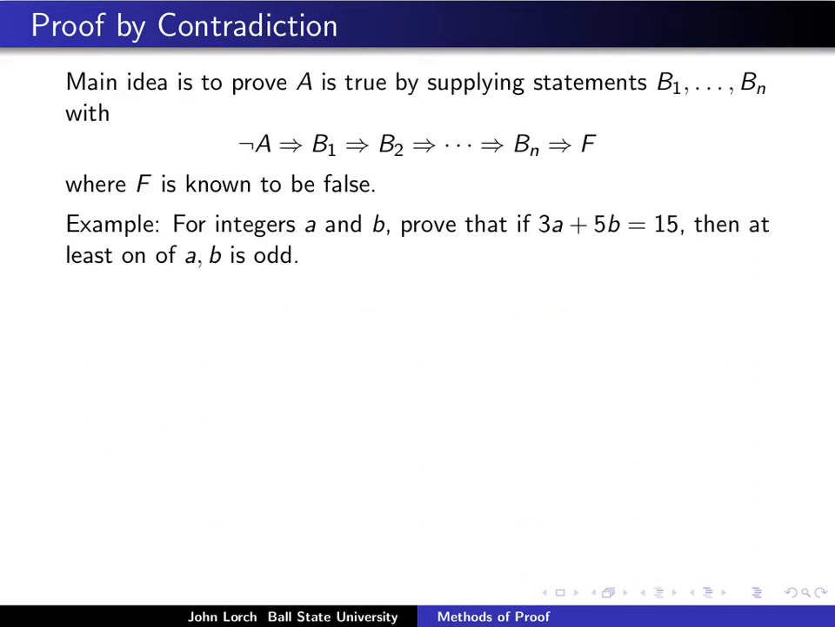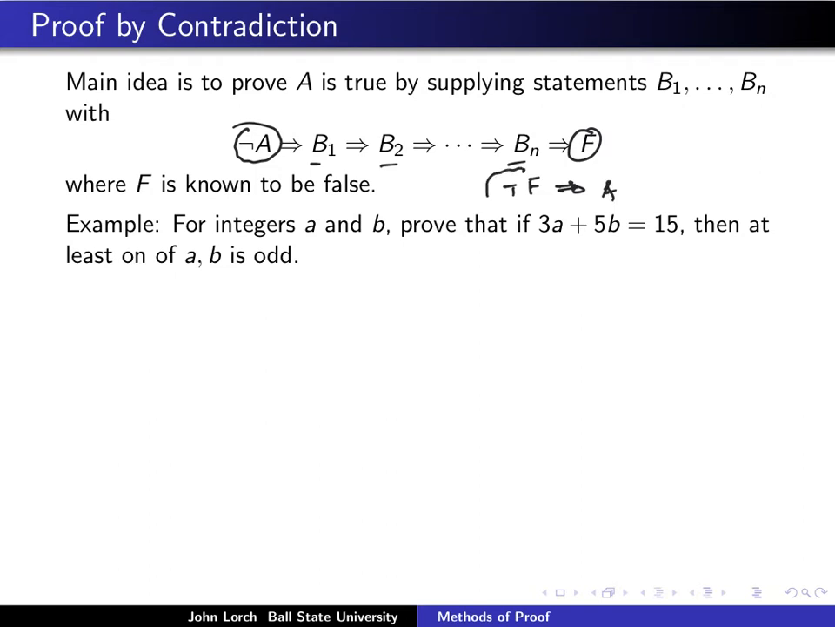Okay, the final method of proof that we're discussing in this video is proof by contradiction. So we have a statement A, and we'd like to prove that it's true. And the way that we're going to do this is by assuming that it's false and then providing intermediate statements that will culminate in inferring a statement F that is known to be false. So we would have then established, if not A, then F. But remember, that's equivalent to this tautology, not F implies the negation of not A, which is A.